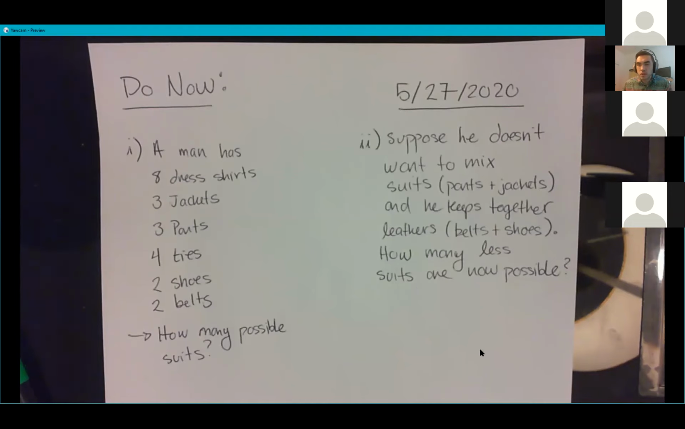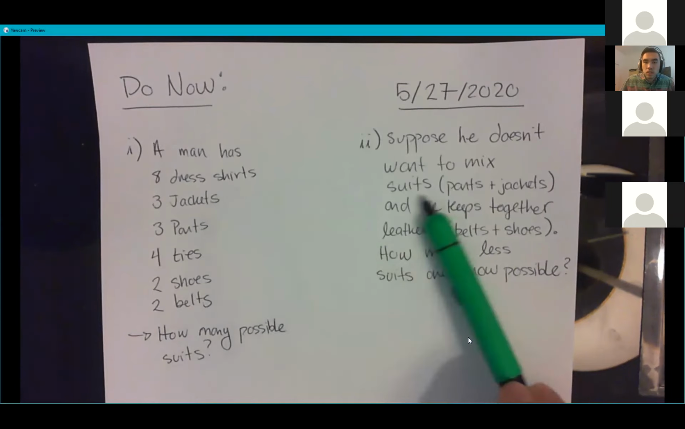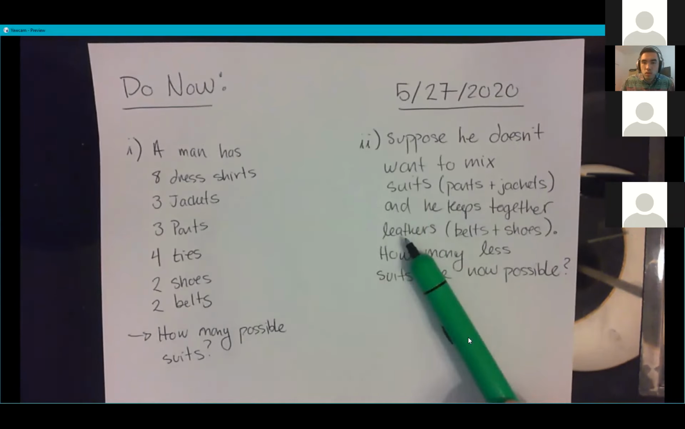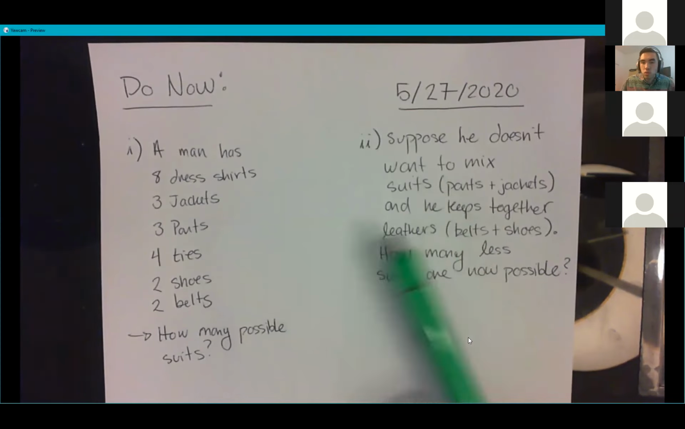And then item number 2, let's go ahead and add the additional rule. And this is where we get outside of the multiplication rule and you have to actually start doing some slightly harder thinking. Suppose that this gentleman doesn't want to mix together pants and jackets, so he keeps those together. That is to say that these 3 pants and these 3 jackets, let's say it's black, gray, blue, they came together and he doesn't want to mix that. So let's say that he doesn't want to mix suit colors, and he also doesn't want to mix together leathers, which is to say 2 shoes, 2 belts. This is probably 1 black belt, 1 brown belt, 1 black shoe, 1 brown shoe. Let's say that you don't want to mix those either. So by enforcing those rules on this wardrobe, how many fewer suits are now possible?